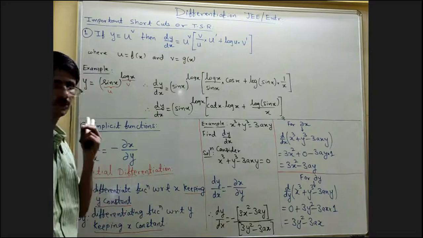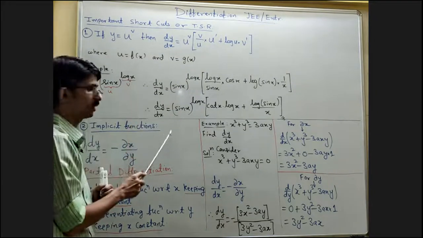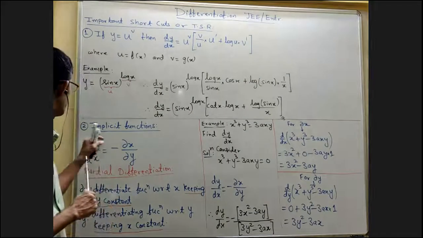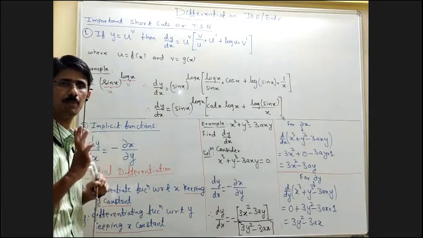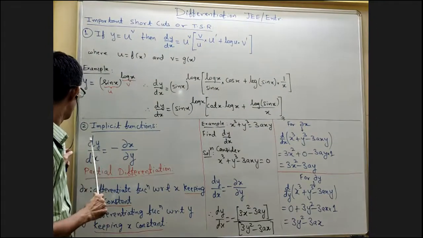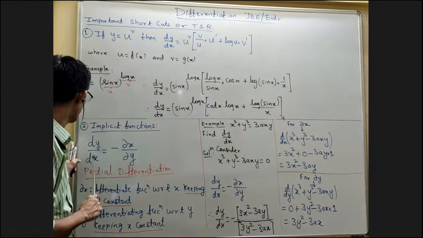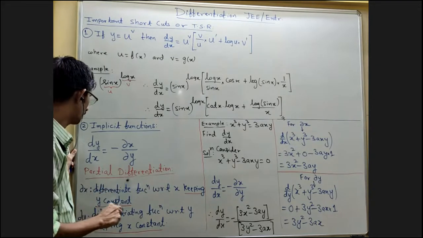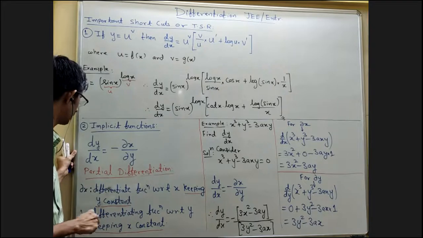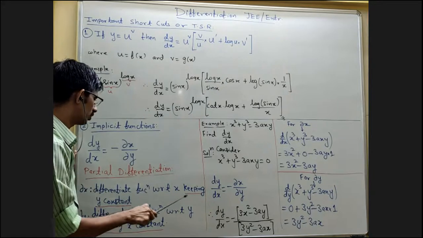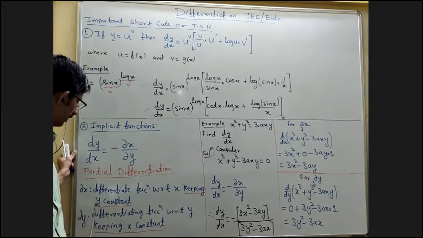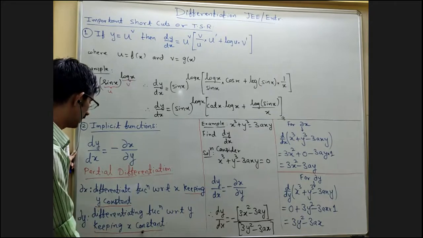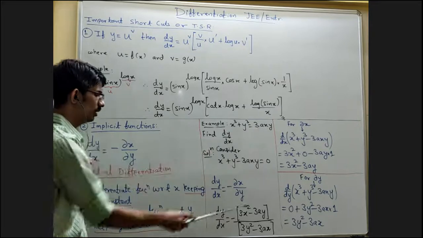So these two are the very important shortcuts in differentiation so far as differentiation is concerned, और ये implicit function के लिए एकदम perfect shortcut है। Okay, so whenever it's an implicit function, dy by dx is minus del x by del y, and this concept is called as partial differentiation. Del x means differentiate the function with respect to x keeping y constant, and del y means differentiate the function with respect to y keeping x constant. I have shown you the working of this.